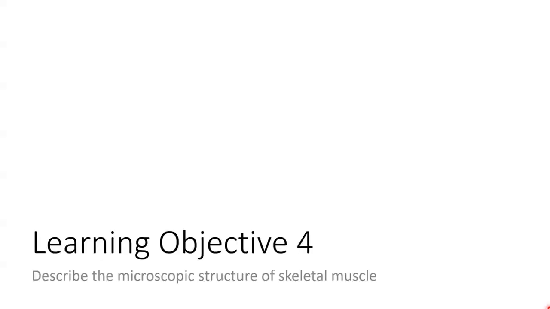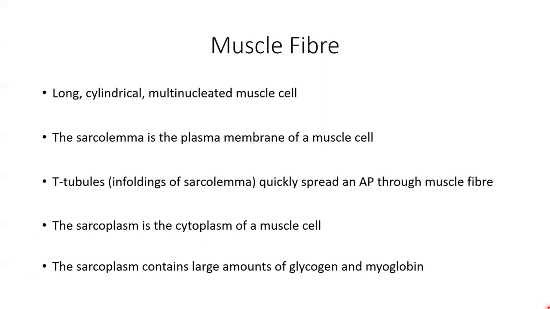Moving on to the microscopic structure of skeletal muscle, the most important part of a muscle is the muscle fibers, or the muscle cells themselves. A muscle fiber or muscle cell is a long, cylindrical, multinucleated cell made up of many myofibrils. Surrounding each muscle fiber is the sarcolemma, which is the plasma membrane of a muscle cell. Surrounding the sarcolemma is then the endomysium.